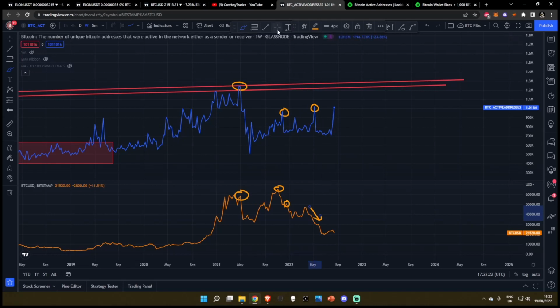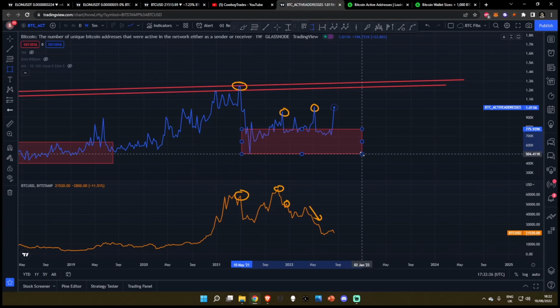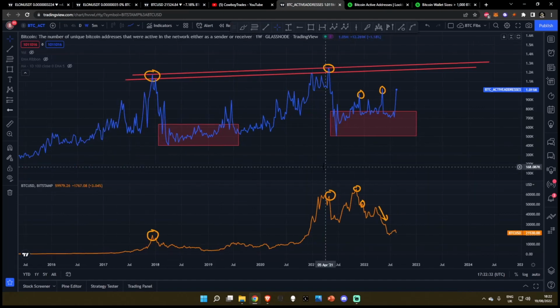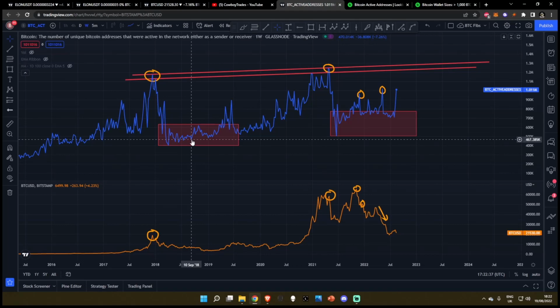As the active addresses return to their norm, or as they return to this kind of red stationary box at the bottom of the market cycle, you can see this is where everything starts to chill out for the active addresses. And when the active addresses aren't that active, that is normally when the bottom is in.